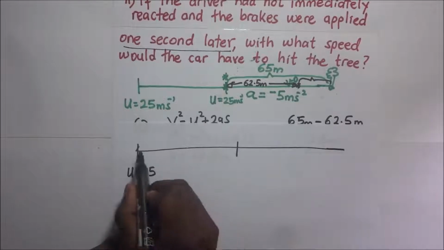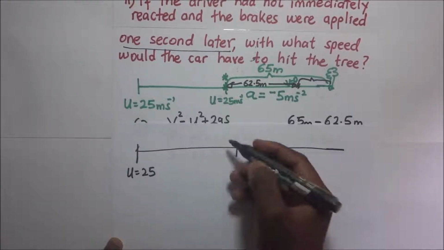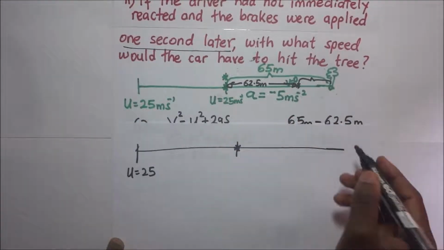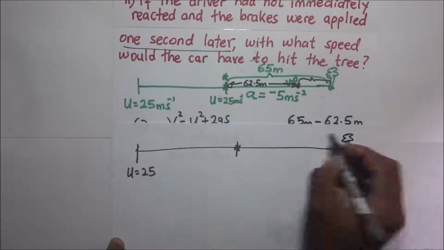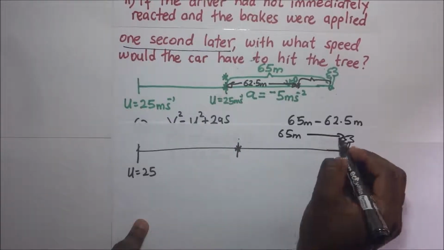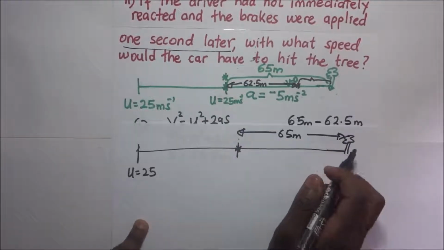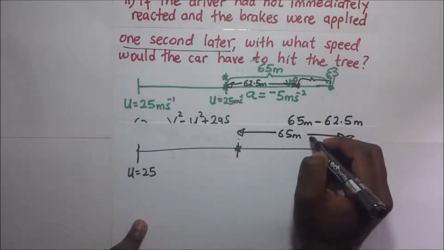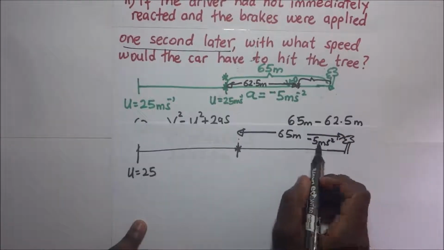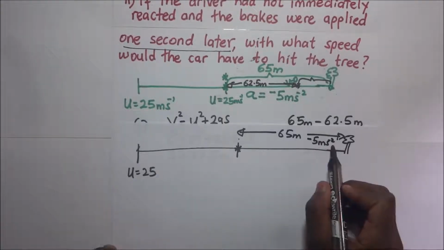So initially he moves at a constant speed of 25 meters per second. As he's moving at that constant speed, he reaches that point and he realizes that there is a tree ahead, and the tree at that point was 65 meters ahead. So he starts retarding. The retardation is -5 meters per second. He retards at 5 meters per second, or call it the acceleration is -5 meters per second squared.